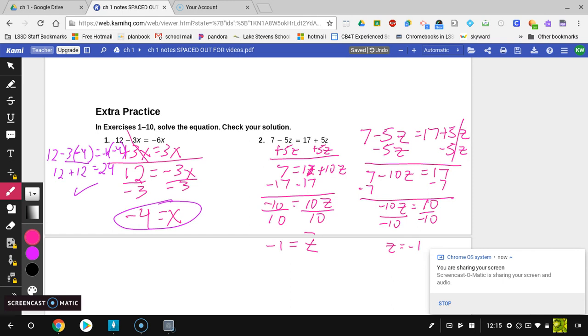So my point of doing it two different ways is to show you that it doesn't really matter which side you move your variables to. As long as you're using your rules correctly, you can move it to either direction and then get the variable by itself.